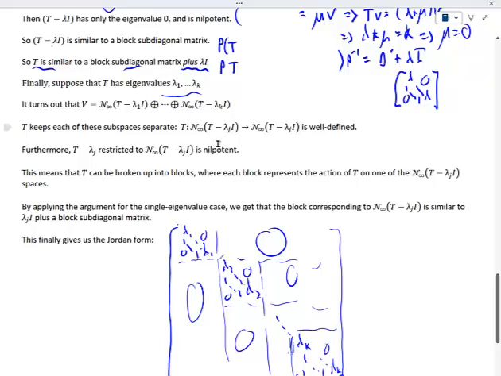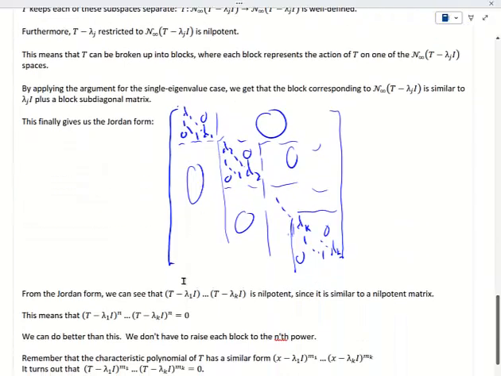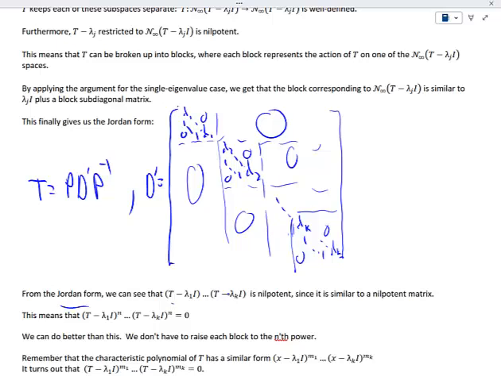Now, let's consider this matrix, T minus lambda 1 I, dot dot dot, T minus lambda k I. By the way, I can say T is equal to P D prime P inverse, let me just call this D prime. From the Jordan form, we can see that this matrix is nilpotent. So how does that work?